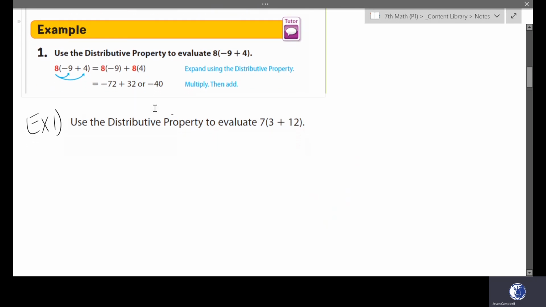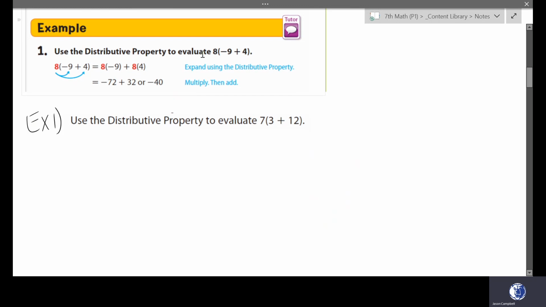In example 1, it says use the distributive property to evaluate 8 multiplied by negative 9 add 4. They did 8 multiplied by negative 9, and they also did 8 multiplied by 4, and then they added their results together. So 8 multiplied by negative 9 was negative 72, and 8 multiplied by 4 was positive 32. Negative 72 and positive 32 made negative 40.